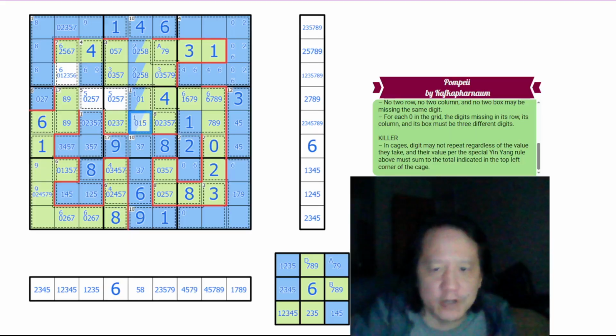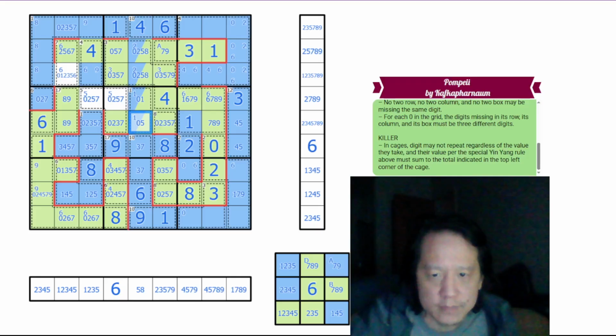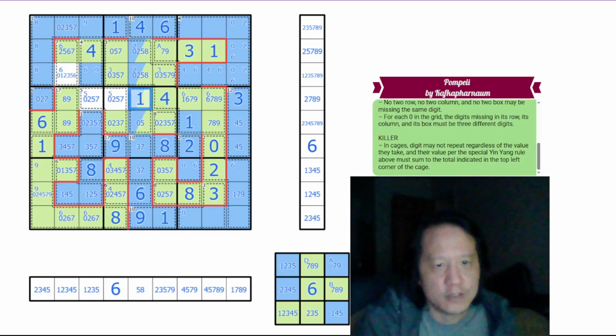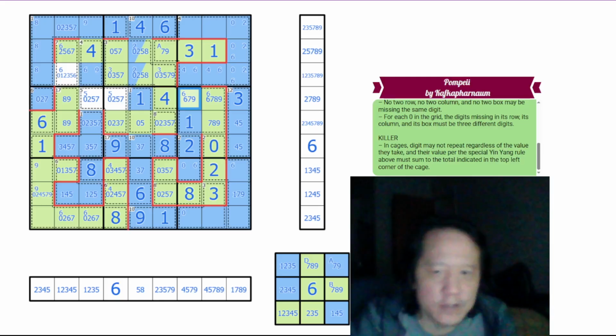So this can't be 1 here. Which means this must be 1 here. So this is blue. No green. This can't be blue here. This is green. So we have 1 here, 1 here. Okay. This is so convoluted. Boundary here.